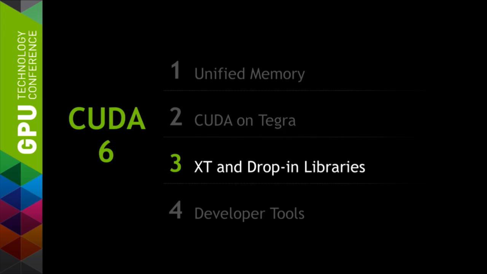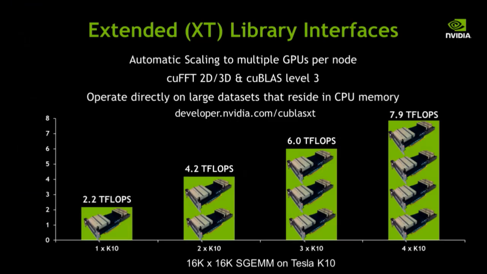The third main feature I want to talk about is XT and drop-in libraries. So as you know, we have CUBLAS and CUFFT, which are kind of the oldest libraries in the CUDA toolkit. They're the first ones that we created. And in CUDA 6, they're getting a major new feature, which is these extended library interfaces. And these enable automatic scaling across multiple GPUs in a single machine, in a single node. So that's for 2D and 3D FFTs and BLAS level 3 operations. So for example, matrix multiply.